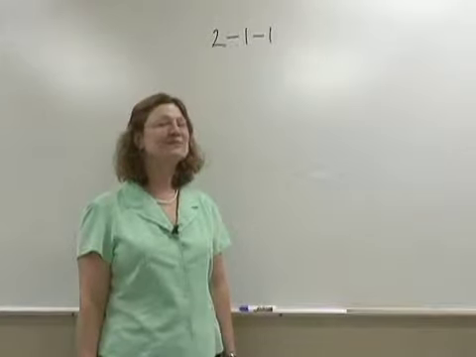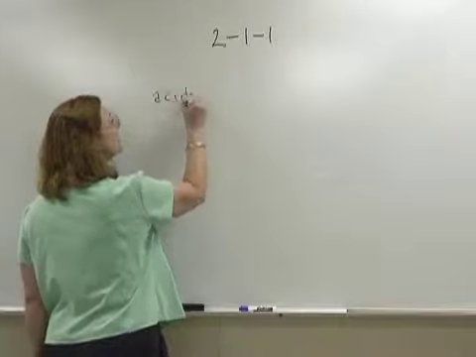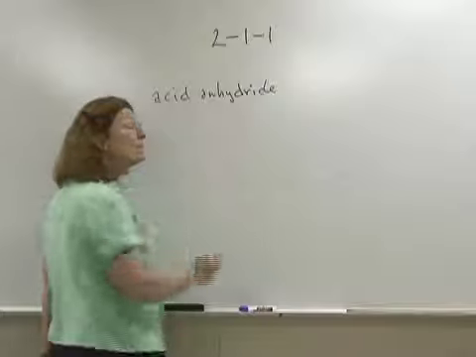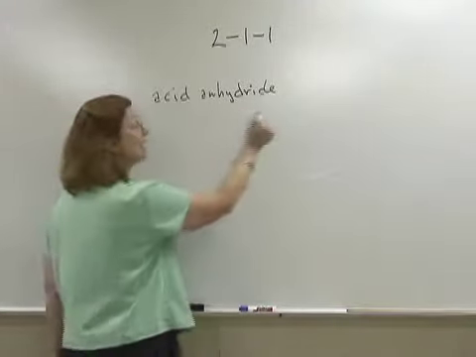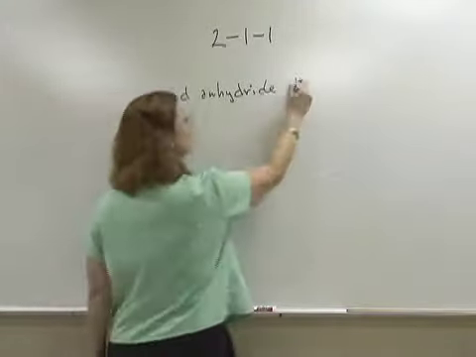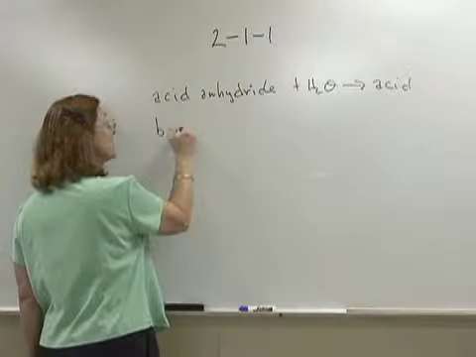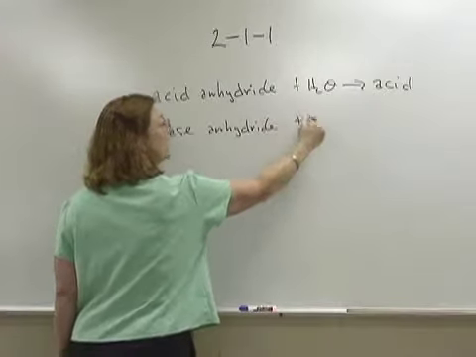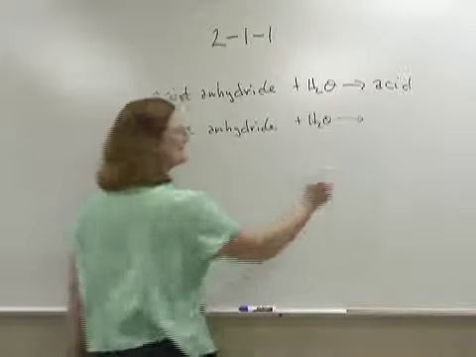The next 3 types of reactions are interrelated. When we have an acid anhydride, I remember that anhydride means without water. So if we have an acid anhydride and we add water, we are going to get an acid. That seems pretty straightforward. If we have a base anhydride and we add water, I'm sure you know that we will get a base.